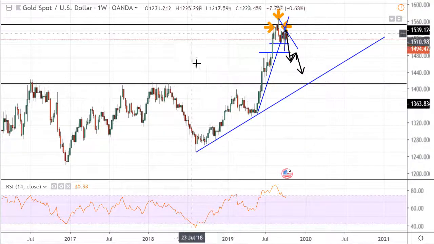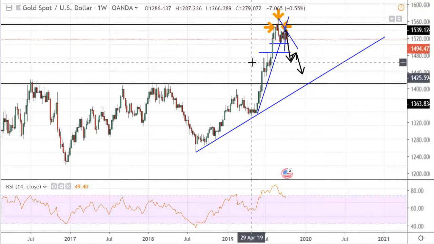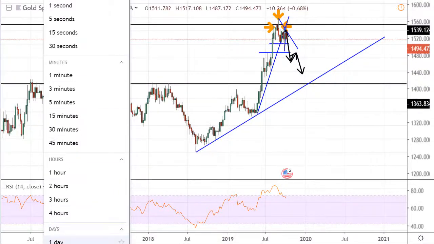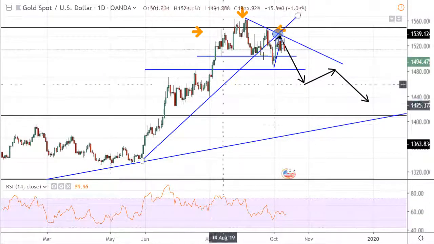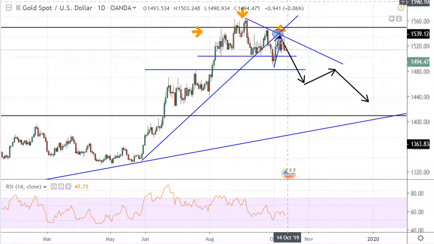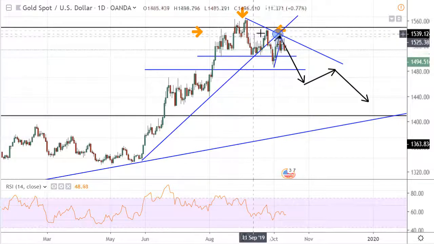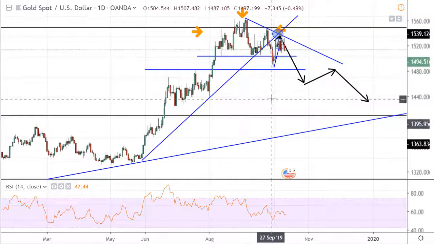So back to the weekly, that's the reason why these lines are on there. We had an uptrend, and the uptrend looks better when you look at it on the daily. We had an uptrend, the uptrend broke, and these arrows are here because we have a left and a right shoulder and a head. So that's a head and shoulder pattern.